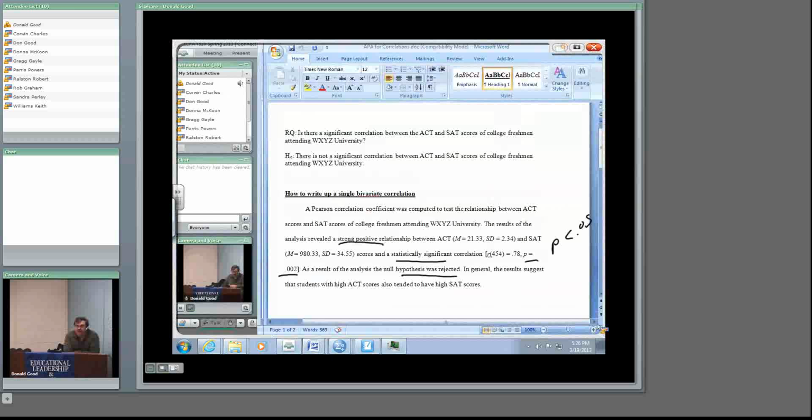And the last sentence is just plain English what that means. In general, the results suggest that students with high ACT scores also tend to have high SAT scores. If you're high in one, you tend to be high in the other. Not absolutely, but in general. Likewise, if you're low in one, you're low in the other, but we tend to talk about things on the high side of things.